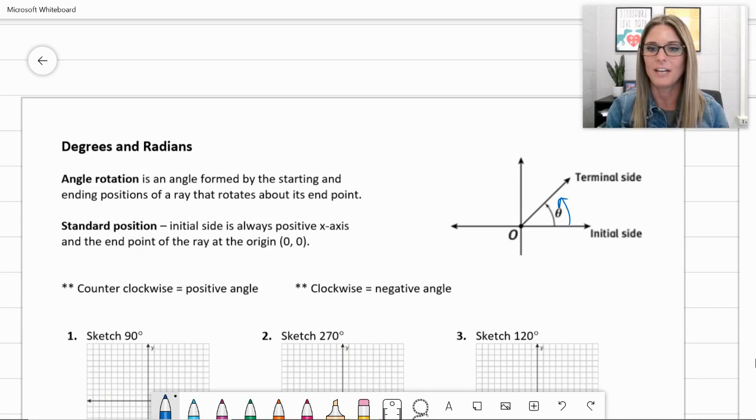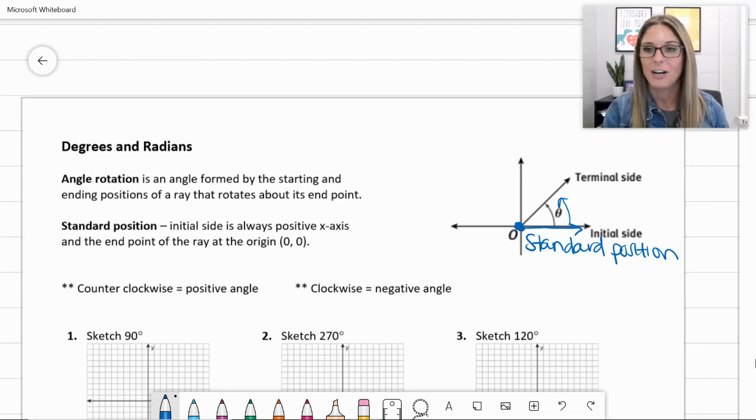We're going to have, there's our angle rotation. Your initial side is always positive x. So here, this is our standard or initial side position. And its endpoint is always at 0, 0.